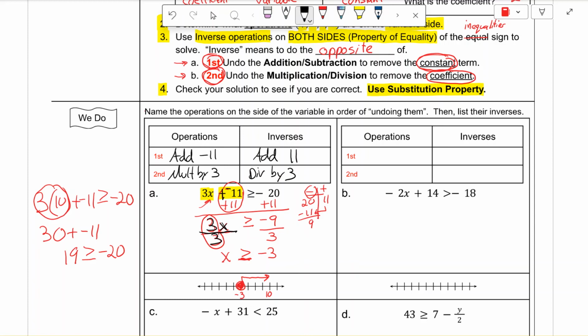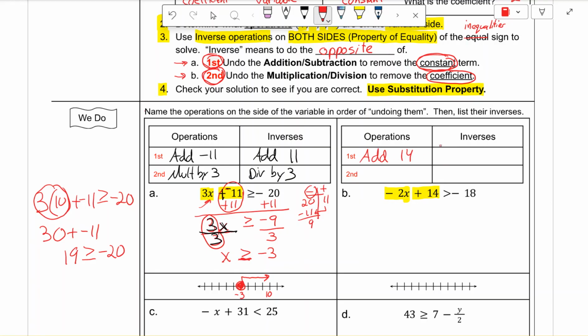Okay, let's use the boxes this time first. All right, so here's our variable right here. And we can see that we are adding 14, that's the constant, and we are multiplying the x by negative 2. So let's take care of the constant first, just like the first thing is up in our notes. So this is adding 14, and that's what we see is happening. So we're going to say the first thing that's happening is adding 14.